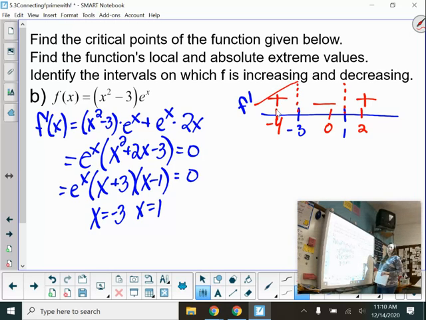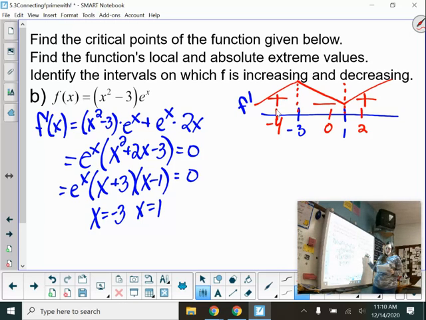That's another thing that justifies the fact that there are no absolutes. So we're increasing up to negative 3, then decreasing down to 1, and then increasing from there on out. I guess in part A, okay, yeah, part A, I did do what they wanted there. I wanted to make sure they weren't asking, because this one doesn't just want the local and absolutes, it wants where this is increasing, where it's decreasing.